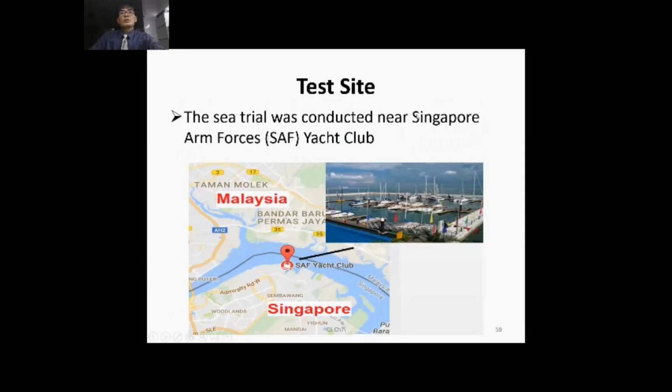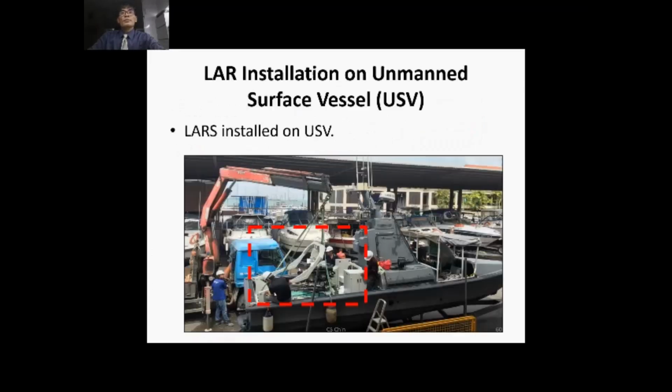So the sea trial was conducted near the Singapore Armed Forces Yacht Club. So Singapore is on the map here. We are on the north side, and this is the place which we call SAF Yacht Club. And the launch and recovery installation on the unmanned surface vessel. So these are the vehicles used to launch the ROVs, and we have to install the ROV onto the crane of this unmanned surface vessel.